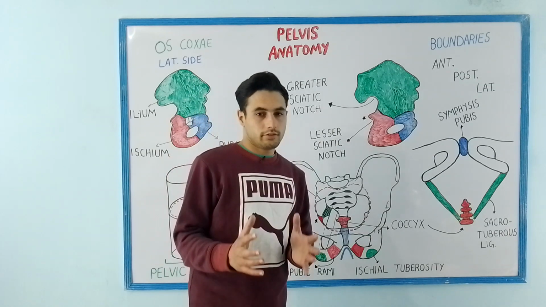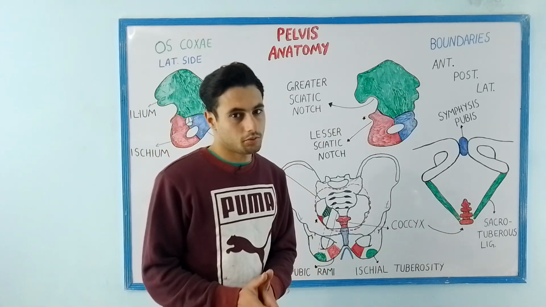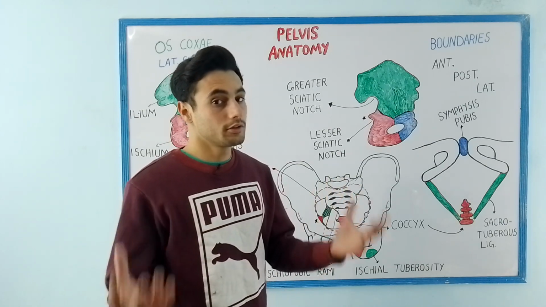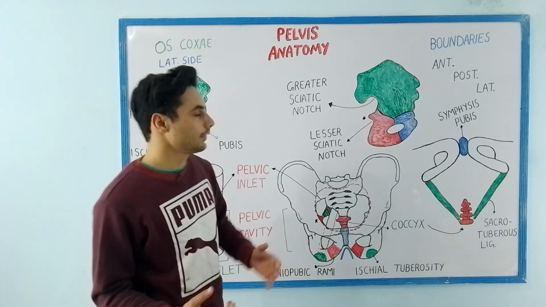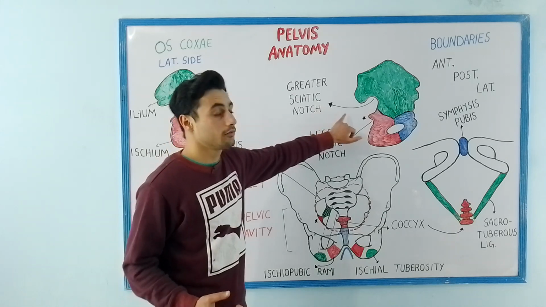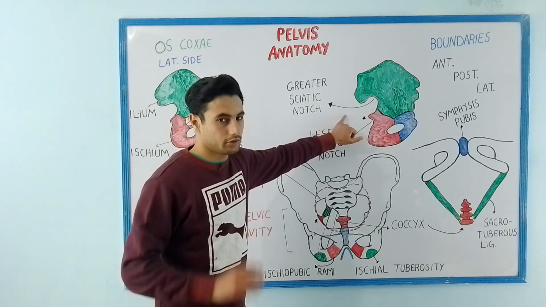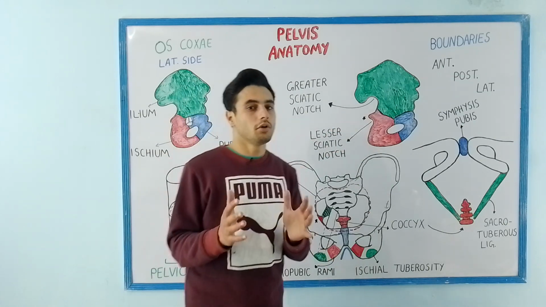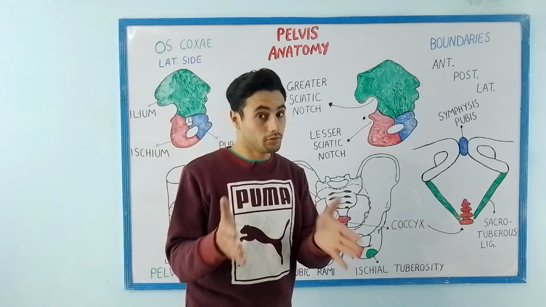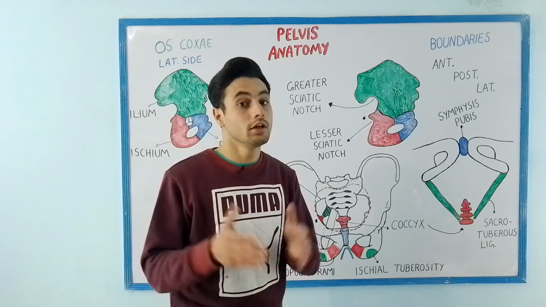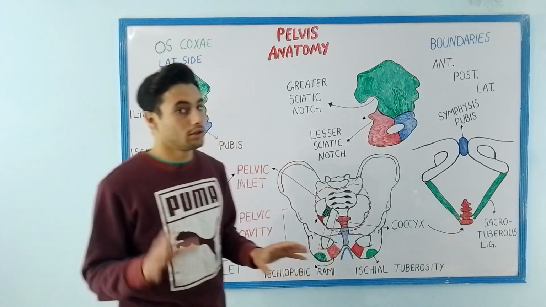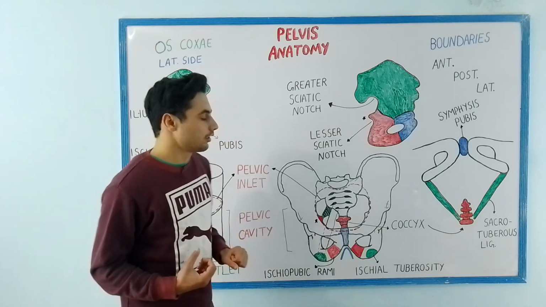Now let us see how these ligaments are arranged: the sacrotuberous ligament and the sacrospinous ligament. Consider this diagram. We have two notches: the greater sciatic notch and the lesser sciatic notch. Now these two notches will be converted into foramina, known as the greater sciatic foramen and the lesser sciatic foramen. Let us see how the foramina are formed.